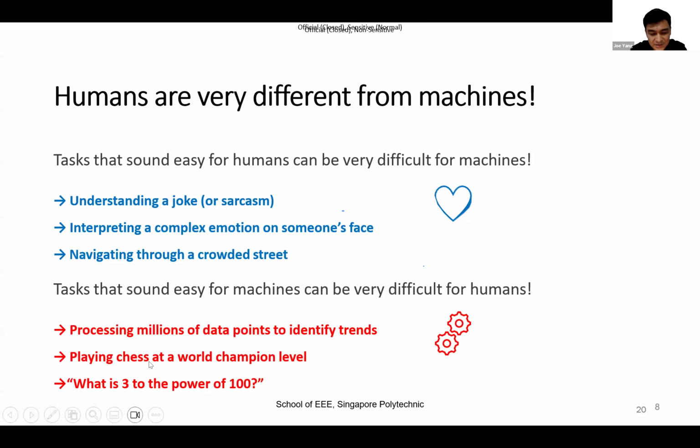And playing chess at a world champion level is also a bit challenging. Complex tasks, for example some mathematical operations: a human can do them, but it takes time. Let's say, for example, you calculate 3 to the power of 100. If you do it in a calculator or by using a computer program, it could answer you in maybe split seconds.